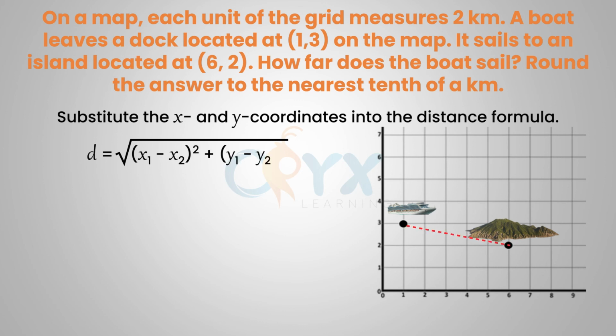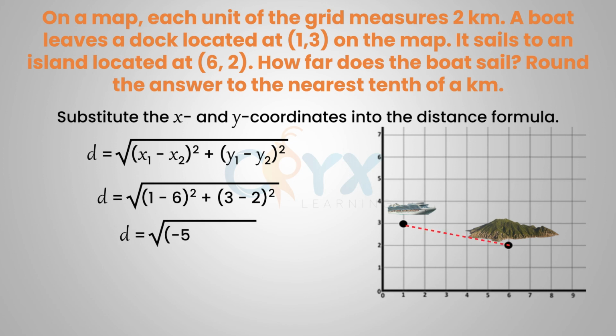Substituting the values in, we get d equals the square root of the quantity 1 minus 6 squared plus the quantity of 3 minus 2 squared. Simplifying, we get d equals the square root of negative 5 squared plus 1 squared. Simplifying further, we get d equals the square root of 25 plus 1, or the square root of 26. The square root of 26 is approximately 5.1.